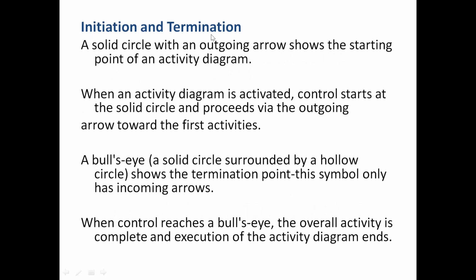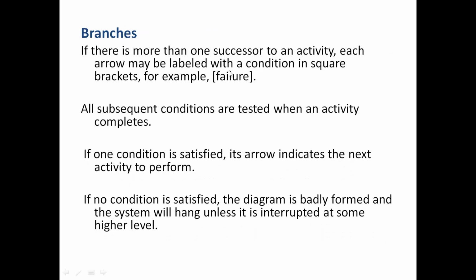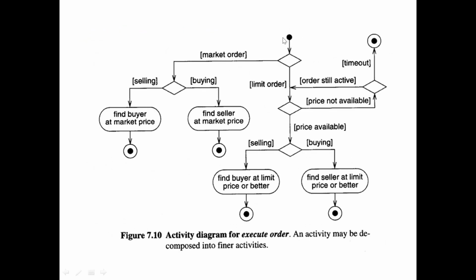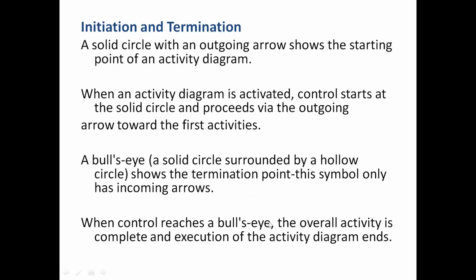Initiation and termination. I showed you the solid circle, right? So this is your initiation, and this is the termination with a bullseye, right? A solid circle with an outgoing arrow shows the starting point of an activity diagram. When it is activated, control starts at the solid circle and proceeds via the outgoing arrow towards the first activities. Bullseye, as I told you, is where the operations terminate for that particular activity diagram, right?